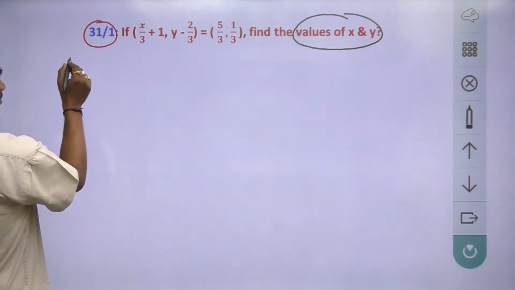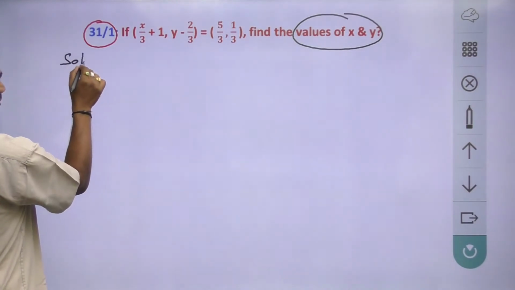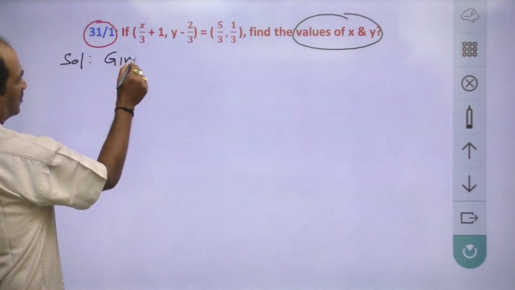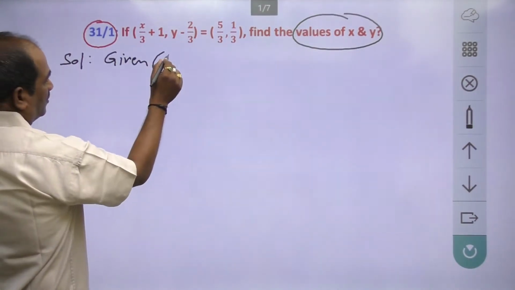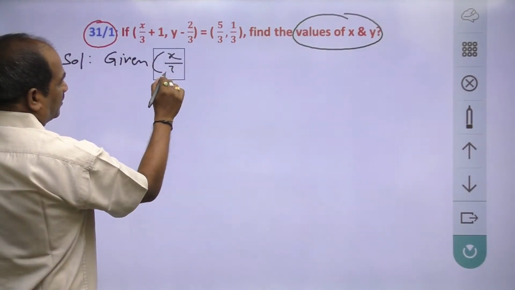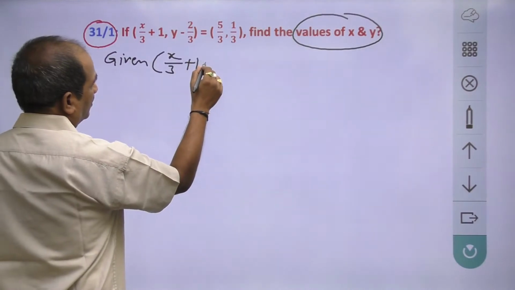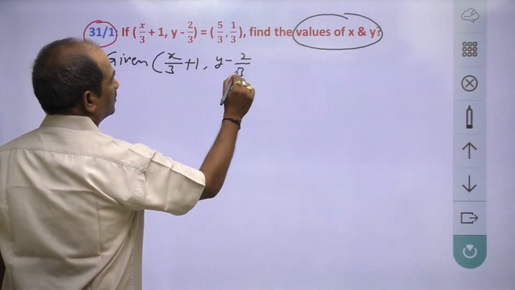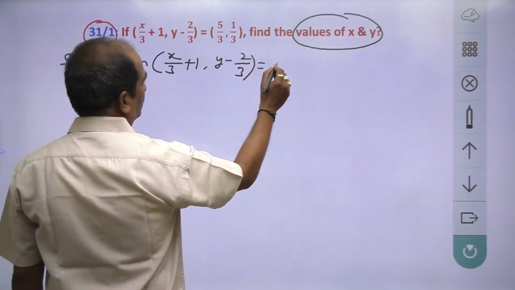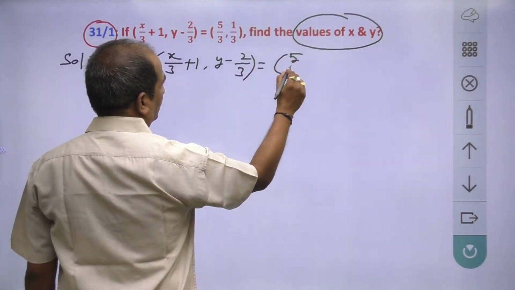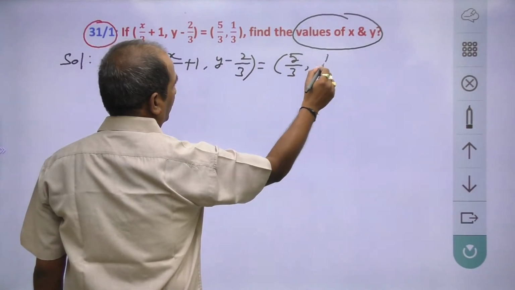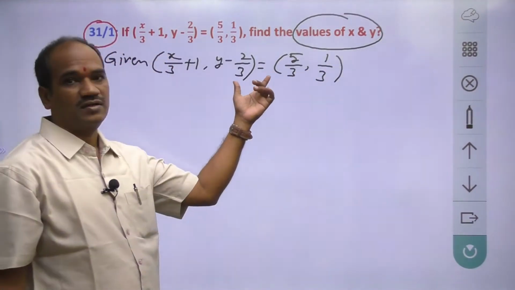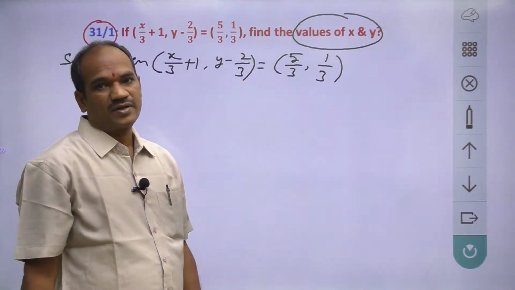Right, in this solution, in this given data, we have (x/3 + 1, y - 2/3) is equal to (5/3, 1/3). This is the given data. So these two ordered pairs are equal, so the corresponding elements are equal.